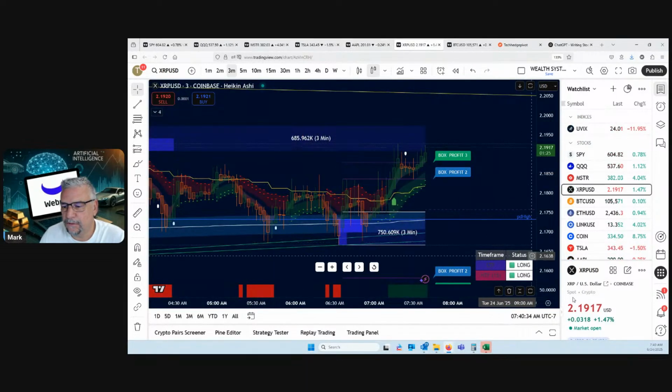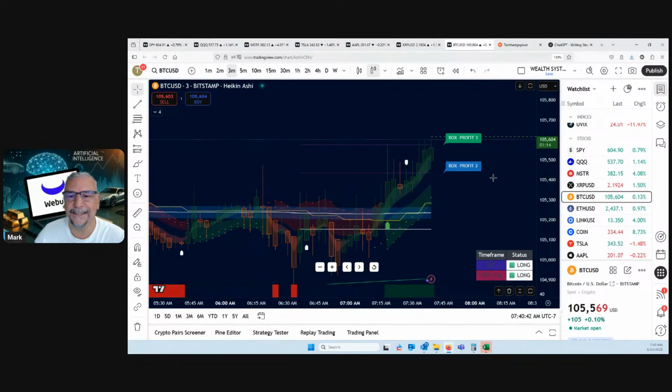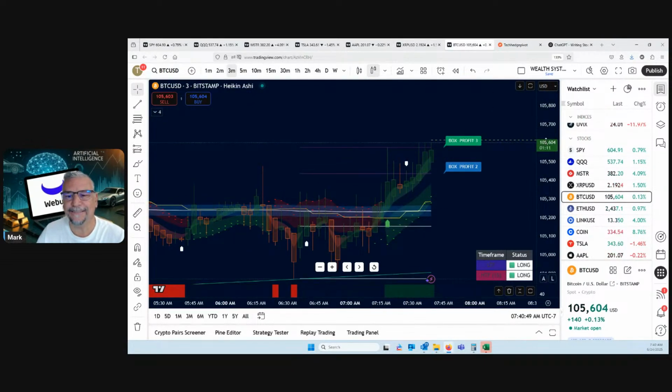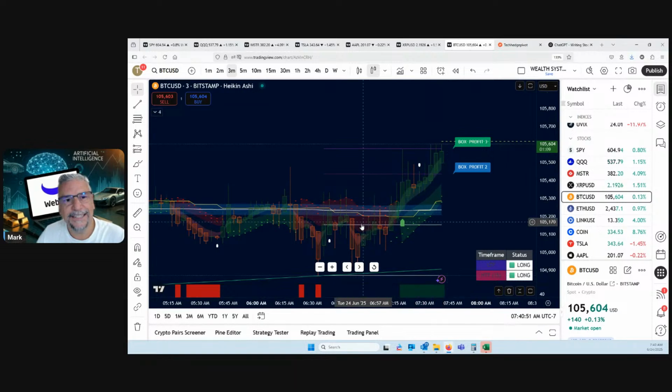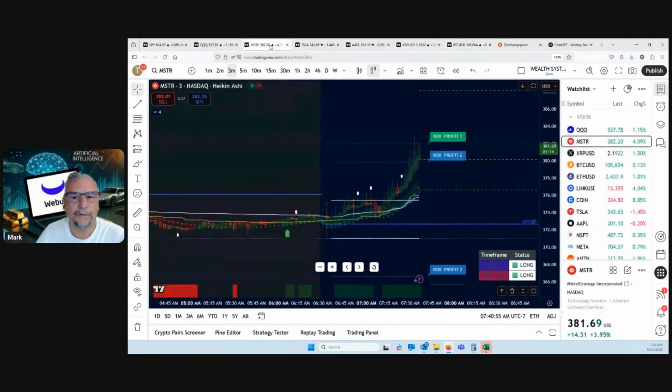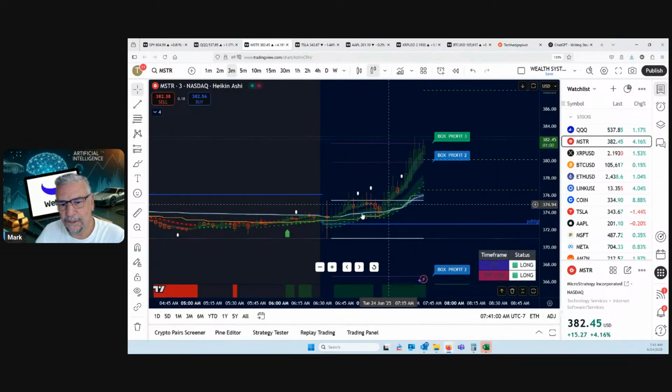XRP, there it goes. We're going to 220. It's what I predict, at least maybe a 220.5. So it looks like it's got some strong momentum and going in the right direction. So that's exciting. Bitcoin, same thing, right? Deciding to have definitely some positive momentum. MSTR, same thing, maybe a little consolidation. Still got a healthy green cloud there, showing it's still bullish.